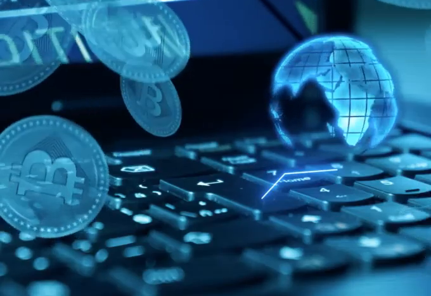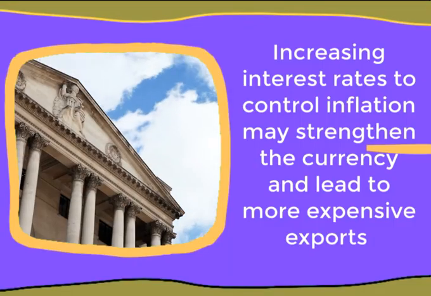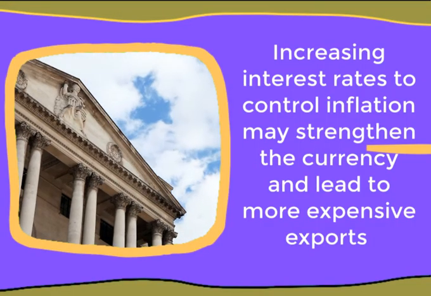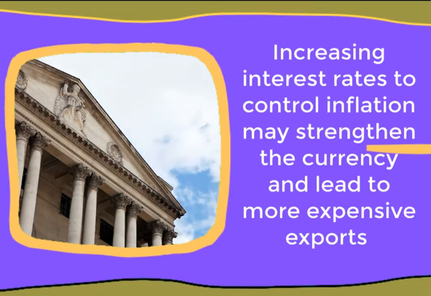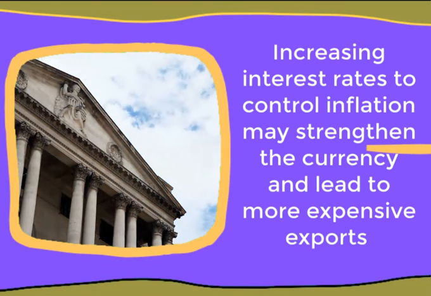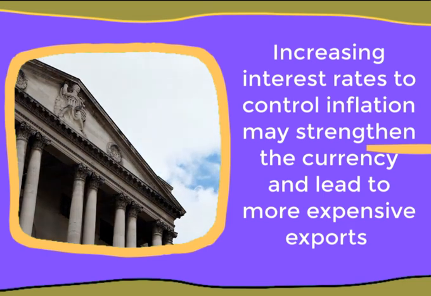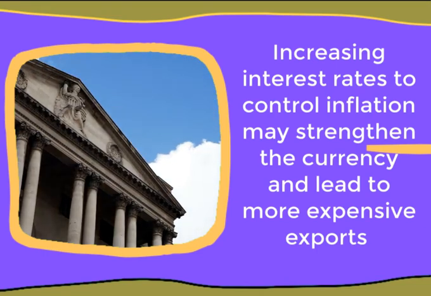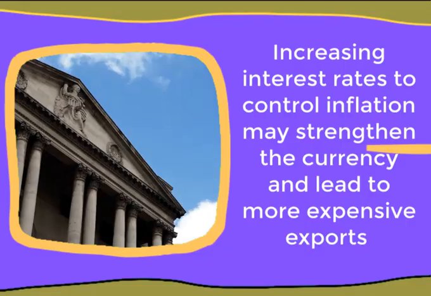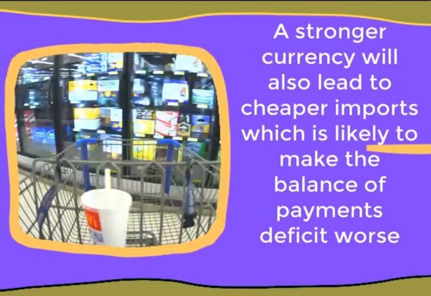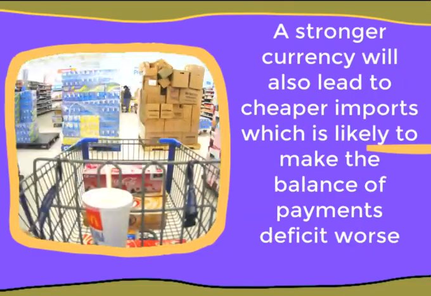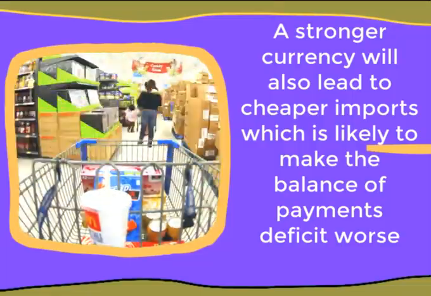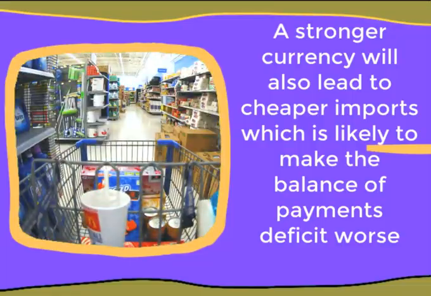However, the actions required to control inflation can damage the balance of payments. For example, increasing interest rates to control inflation might have the effect of increasing the exchange rate, strengthening the pound, which in turn makes exports more expensive, so we're likely to sell less, and makes imports cheaper, and we're likely to buy more, making the balance of payments deficit worse.